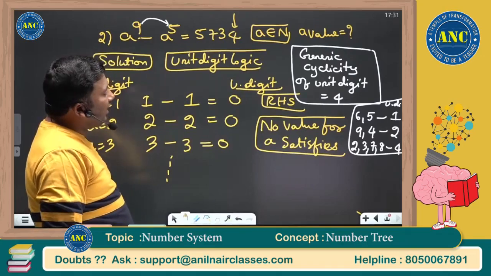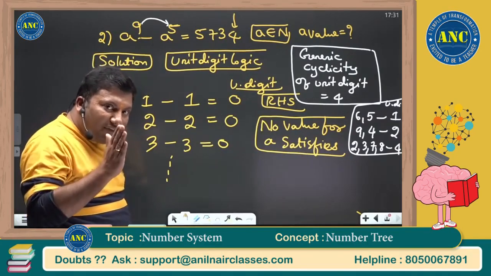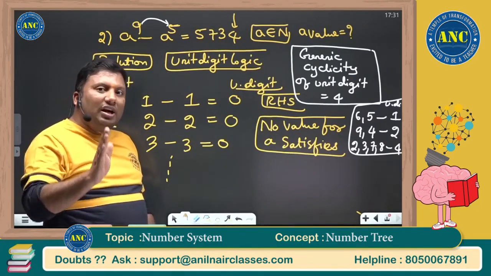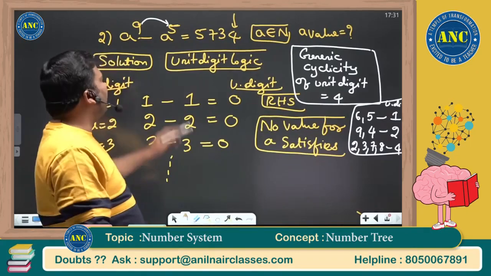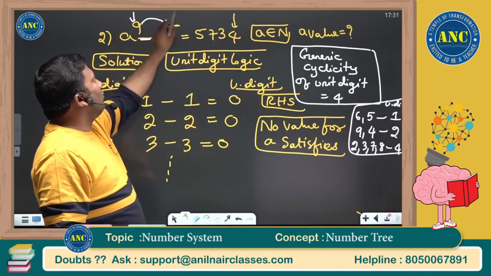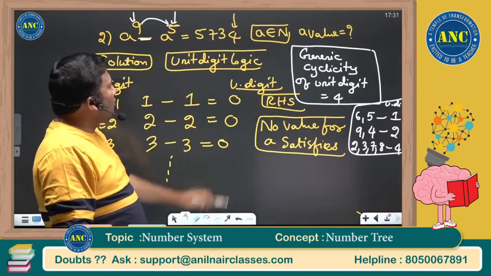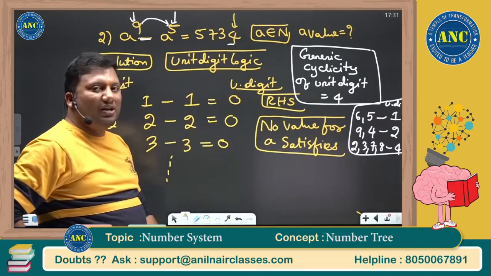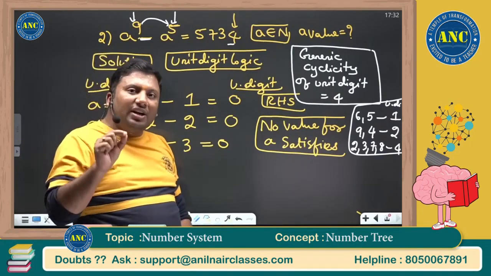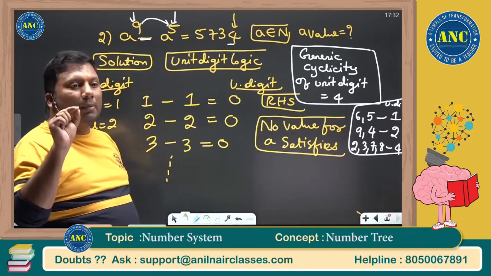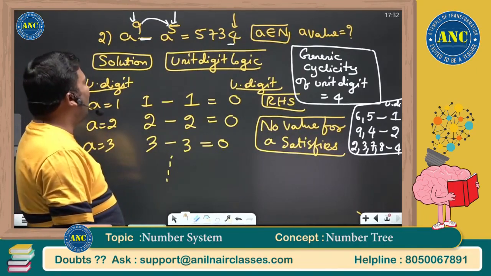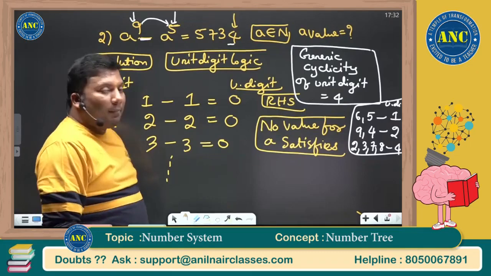The generic cyclicity of the unit digit of any number is 4. Listen carefully to this point: if the difference in the powers is a multiple of 4 and there is a subtraction, this unit digit and that unit digit will be the same. So the right hand side unit digit will always be 0. Please make a note in your notebook. The root cause in this problem is that the difference in the powers is a multiple of 4. Please write down this point.